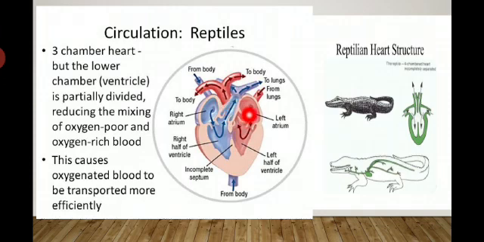Okay, and this is the pulmonary circulation. The blood from the lungs region is received directly into the left half of the ventricle. Similarly, in a three-chambered heart, the lower chamber, the ventricle, is partially divided, reducing the mixing of oxygen-poor and oxygen-rich blood. So this causes oxygenated blood to be transmitted more efficiently.